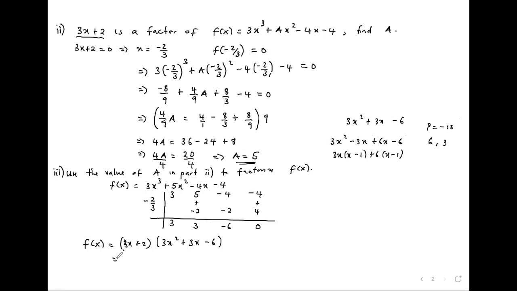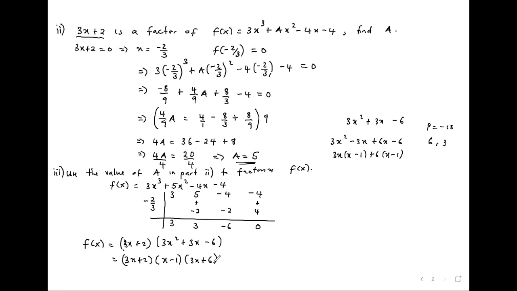So that when you come here, we have 3x plus 2, and then we have x minus 1, then we have 3x plus 6. So this becomes a completely factorized function. And you leave it there.